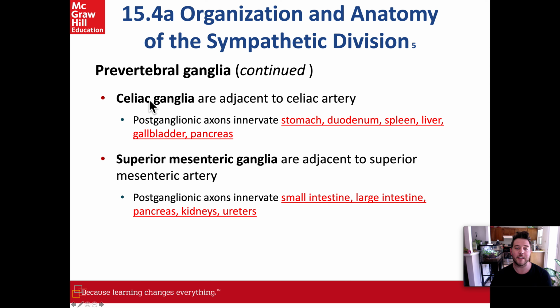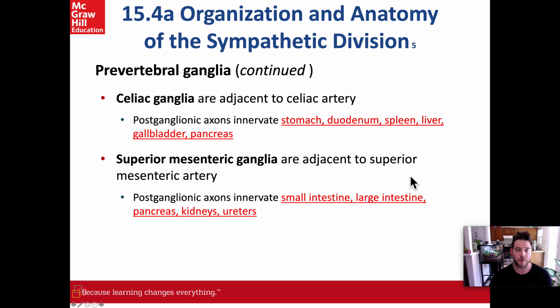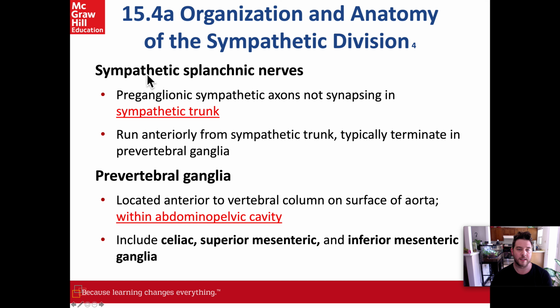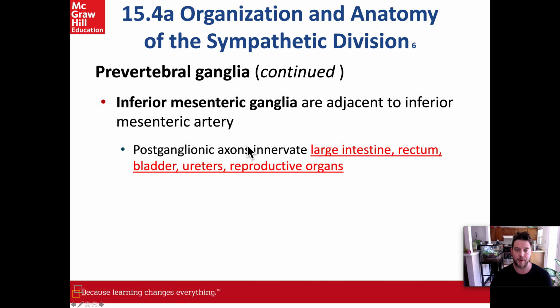Your celiac ganglia innervate the stomach, duodenum, spleen, liver, gallbladder, and pancreas. Your superior mesenteric ganglia innervate the small intestine, large intestine, pancreas, kidneys, and ureters. You can see all of these things are in our abdomen. Your inferior mesenteric ganglia innervate the large intestine, rectum, bladder, ureters, and reproductive organs. So these sympathetic splanchnic nerves do not go from the sympathetic trunk, they go into these prevertebral ganglia that will then innervate abdominopelvic organs.